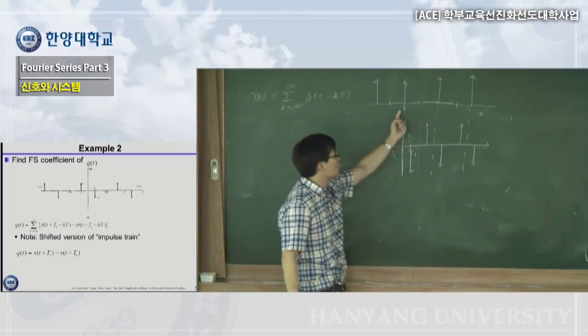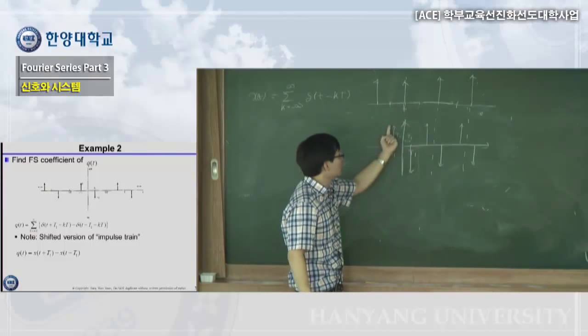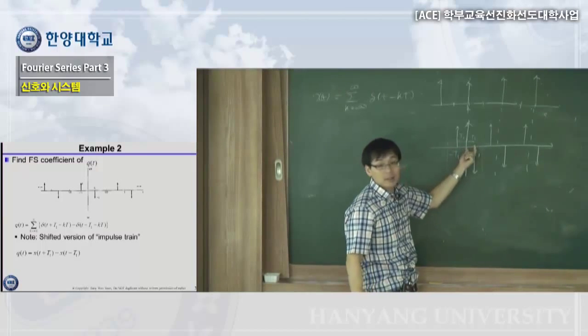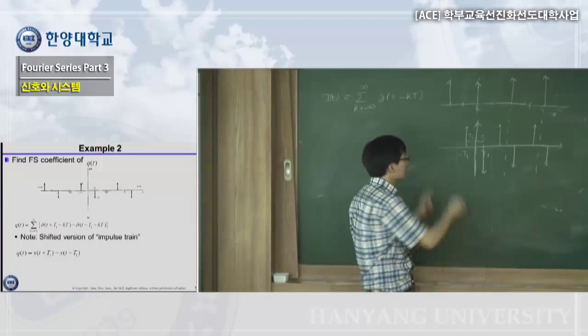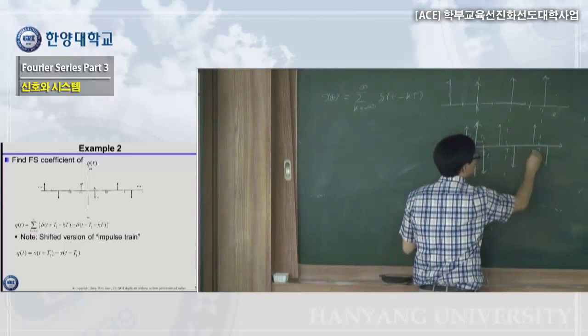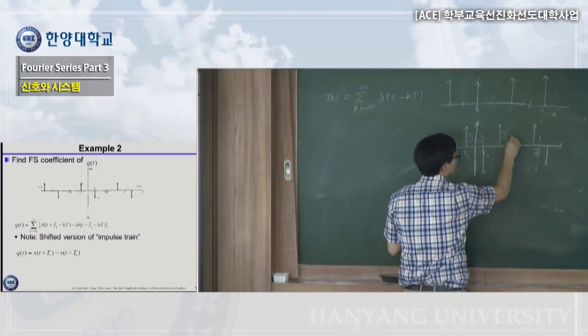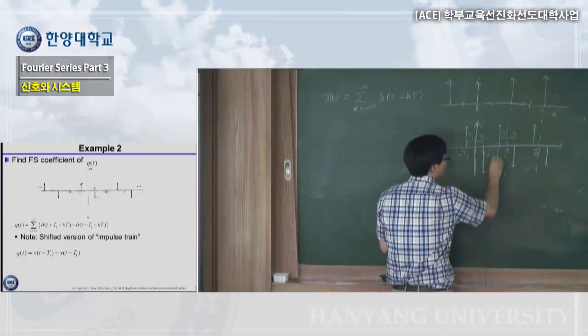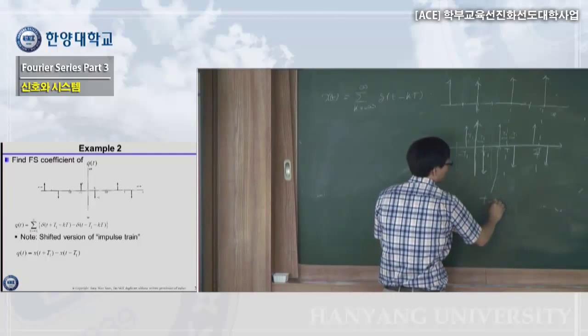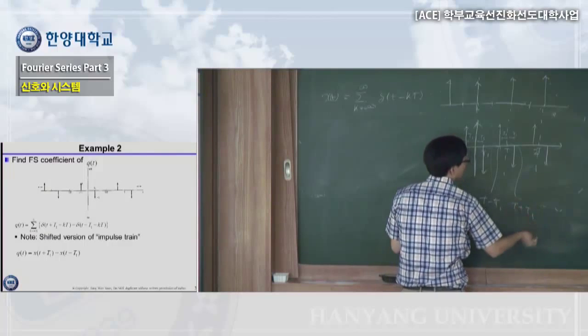All right? In here, there's only one impulse at the center. In here, they have two impulses shifted a little bit. And then this is repeating at every T. So in here, the spacing will be t1. So this value will be T minus t1. This value will be T plus t1.